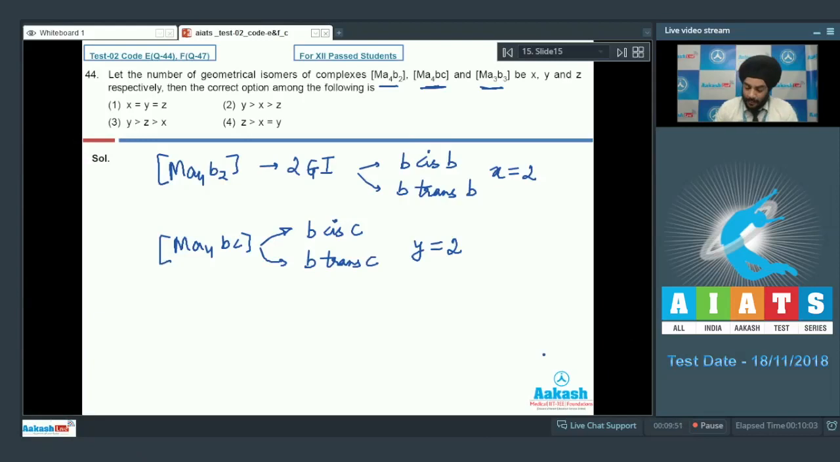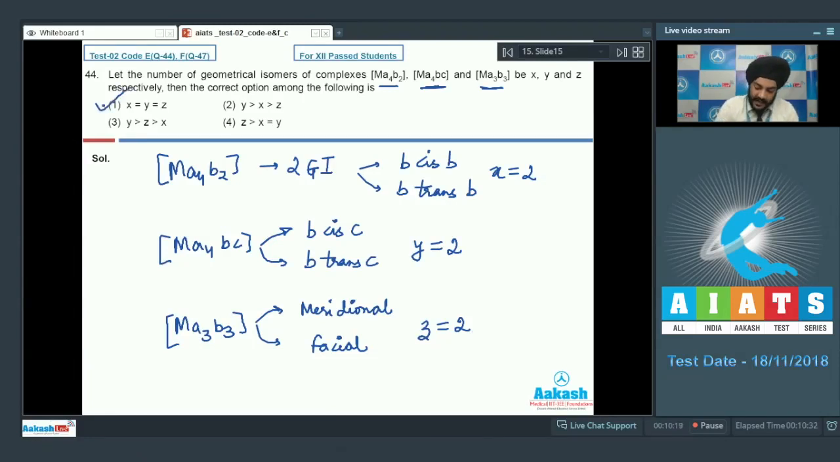Now if we talk about the third complex, which is Ma3B3, so we know that this has two geometrical isomers, which are meridional and facial. So the value of Z is also again equal to 2. So we can see that the value of X is equal to Y is equal to Z, which is given correctly in option 1. So we have to mark option 1 as the correct answer to our question. Let us look at the next question.